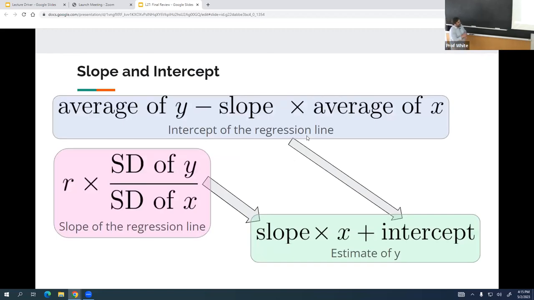So here's how we get the slope and the intercept, and why we care about standard deviation so much: we need it for the correlation, and we can do averages and that kind of thing. But at the end of the day, what we're really trying to get to is the formula for our line, and then we have to build the pieces so that we can calculate y based on x.